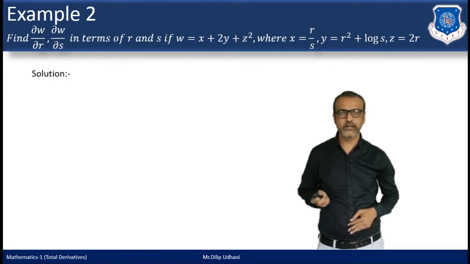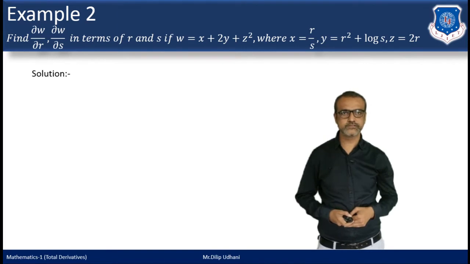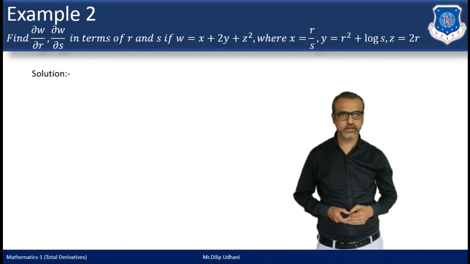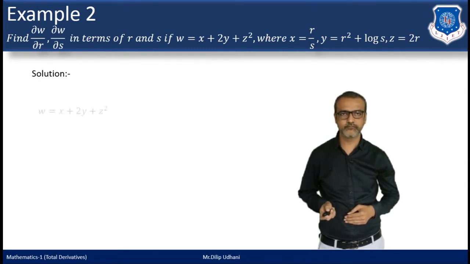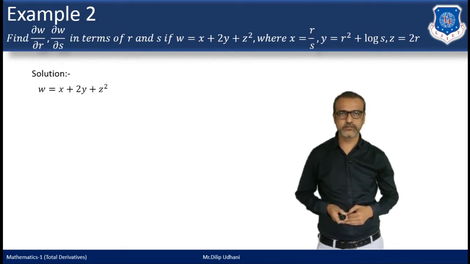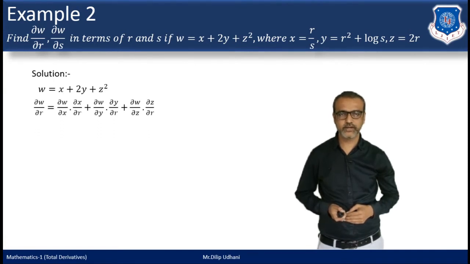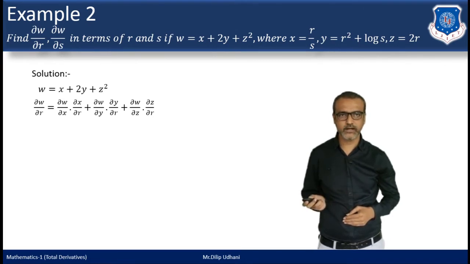We have to find out del w by del r and del w by del s in terms of r and s if w equals to x plus 2y plus z square, where x equals to r by s, y equals to r square plus log s, and z equals to 2r. So first of all, here w is given to us, and that is function of three variables x plus 2y plus z square. So first of all, we will find out del w by del r. Here you can see that w is a function of three variables x, y, and z, and x, y, and z are functions of r and s.